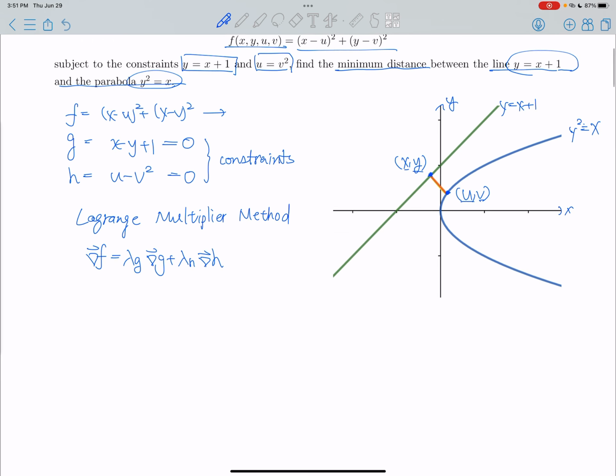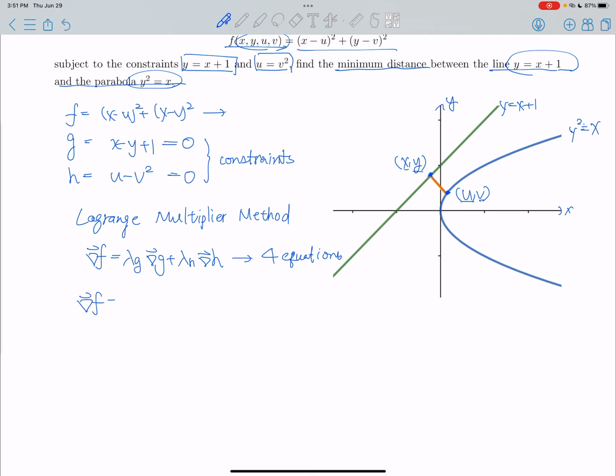However, this equation gives us 4 different equations, since there are 4 components of the function f. That f is a function of x, y, u, and v. So in fact, this is 4 equations. So first, we need to calculate all the gradients.